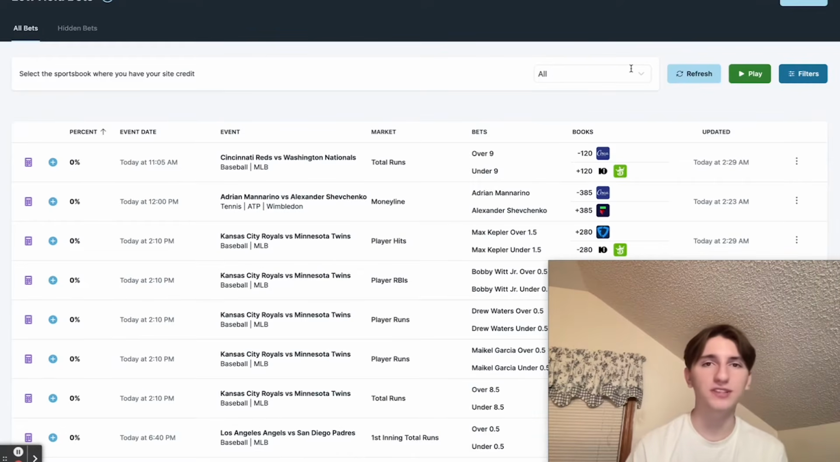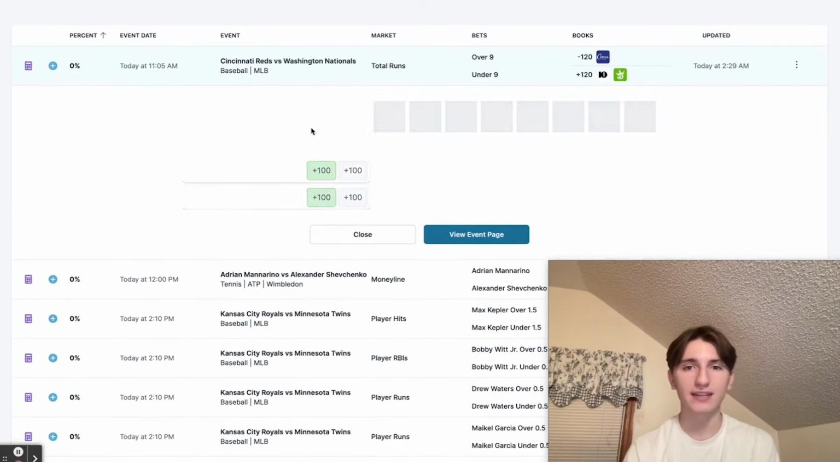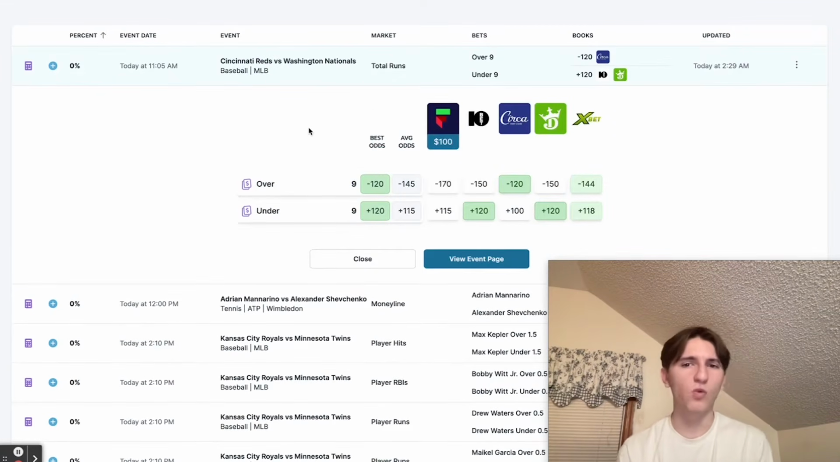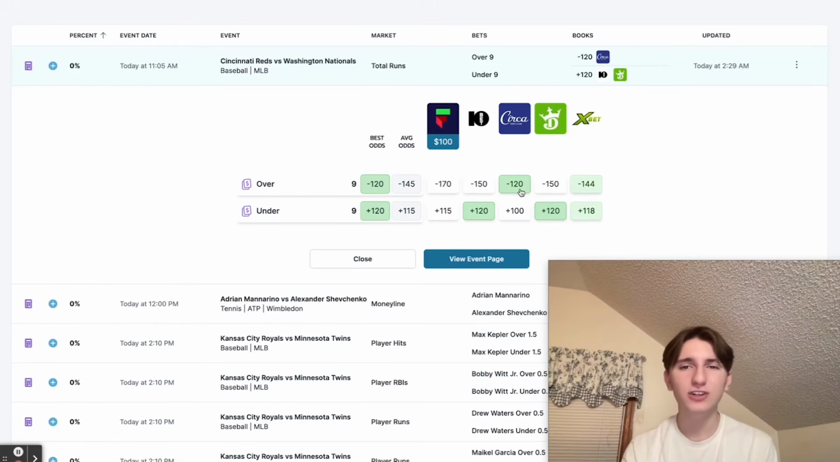Anytime you find a 0% hold bet, one of the sides has to be mathematically profitable. So by looking at the low hold tool and then expanding out one of the bets, you can sort of see what's profitable here. For example, looking at this example for Reds versus Nationals, you can see the entire market is heavily favoring over 9, and Circa is only at minus 120. So whereas DraftKings is also highlighted in green at plus 120, the other books are close to it at plus 115 or plus 118, whereas Circa's all on its own here at minus 120.